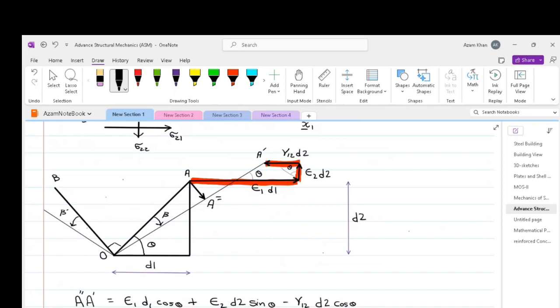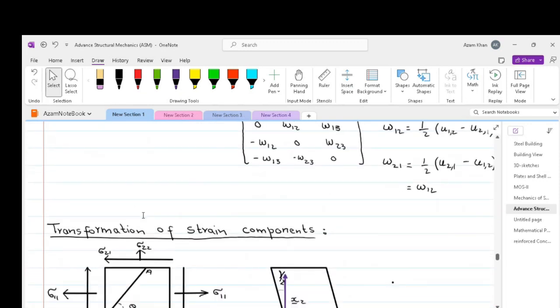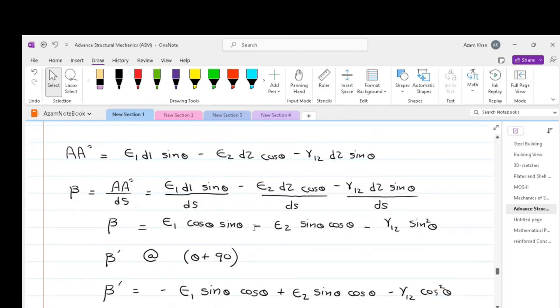As we know that the total change in the right angle between OA and its normal OB defines the shear strain for an element that is located theta from the x1, x2 axis. That is why we have to work out our angular deviation OB, which is at theta plus 90 degrees.